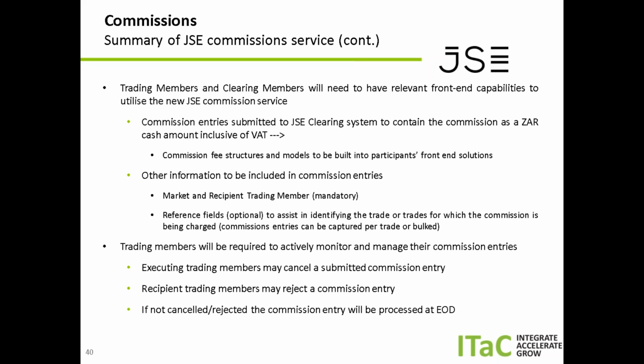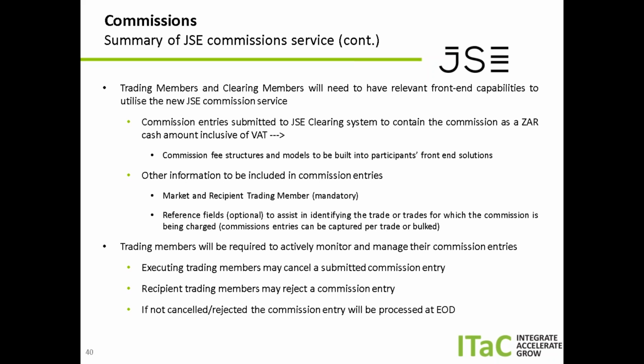So the trading members will have to monitor their commissions actively. The initiating member will calculate commissions and capture it. The receiving trading member will need to verify that that commission calculation is correct. If it's incorrect, the receiving trading member would need to reject it. If the initiating trading member figures out that there is a fault in the calculation, they can also cancel it. So if it's not cancelled or rejected, it will go through, it will be processed at end of day.